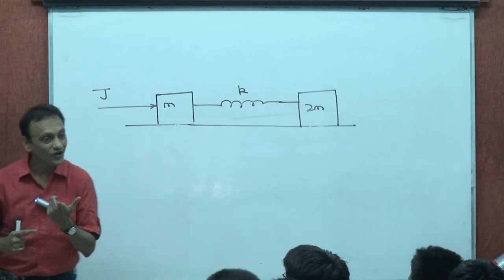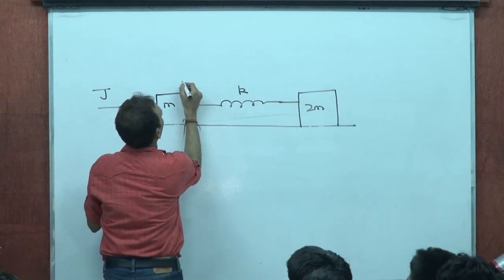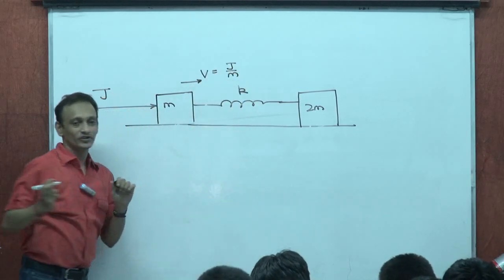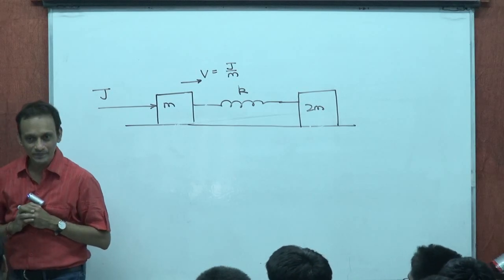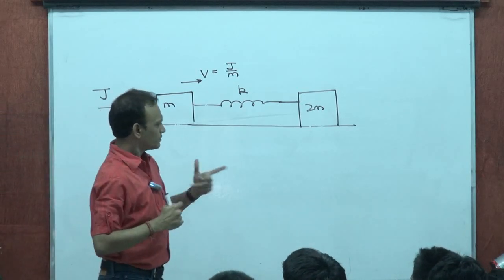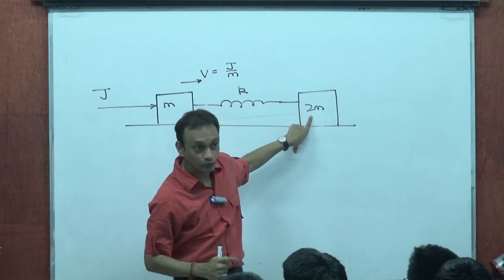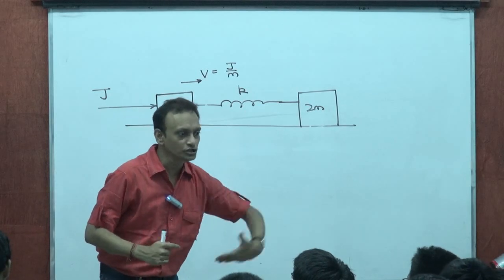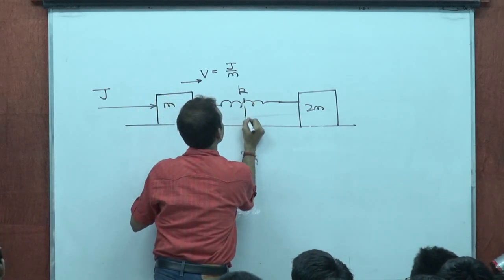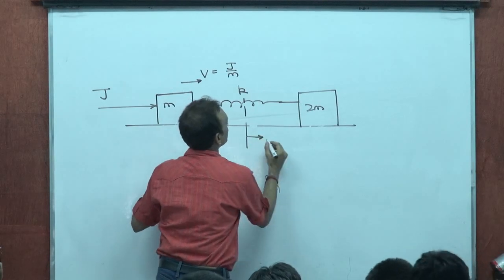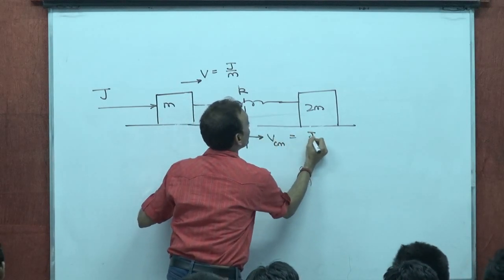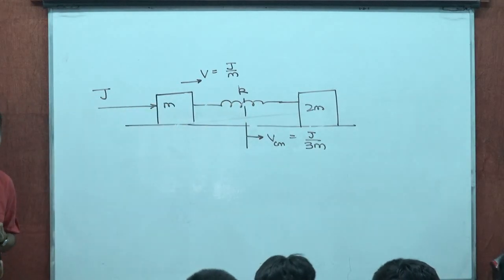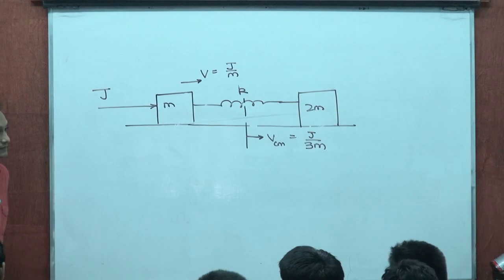The mass m develops a velocity which would be J by m. Yes or no? Would be J by m. The velocity of the other mass will still remain 0. The center of mass will feel the impulse of J. The center of mass will develop a velocity which would be J by 3m. That's the velocity of the center of mass.